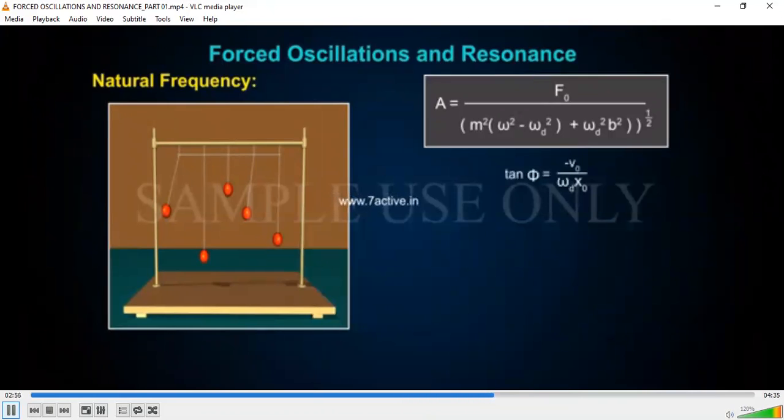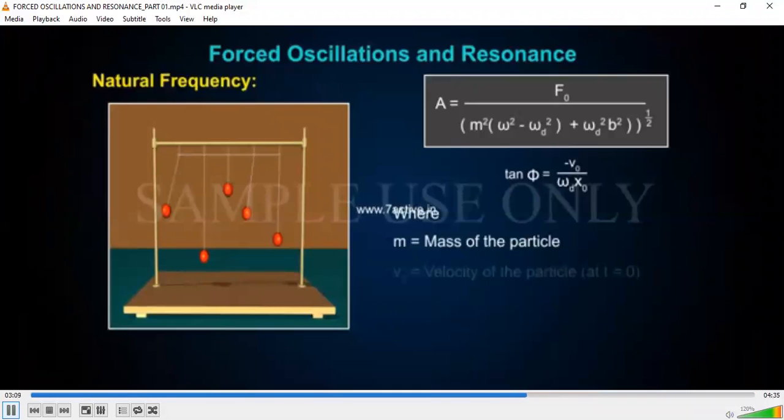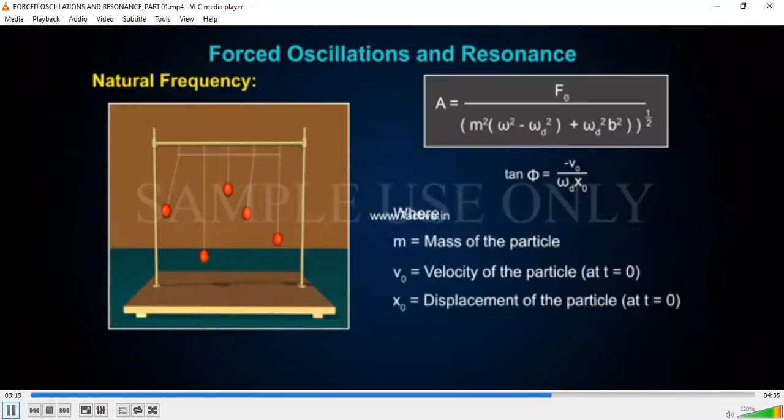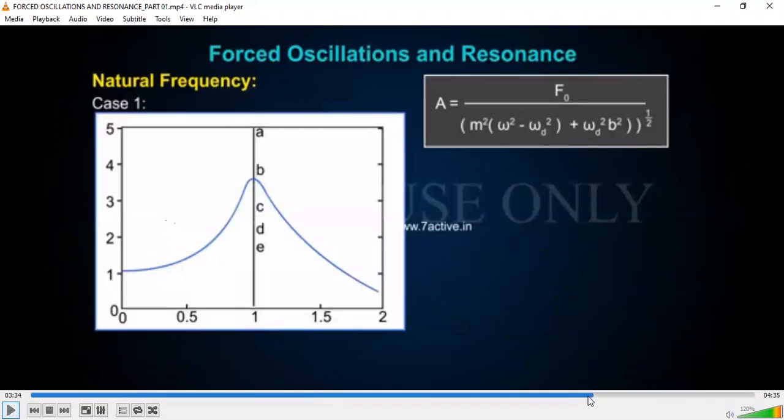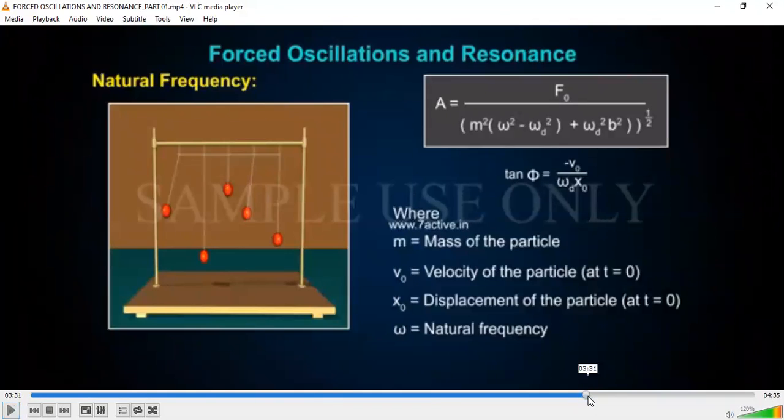Tan phi equals minus v0 by omega_d x0, where m stands for mass of the particle, v0 stands for velocity of the particle at t equals 0, x0 equals displacement of the particle at t equals 0, omega equals natural frequency. Please note the formula.